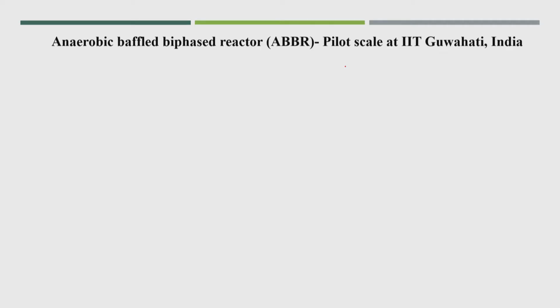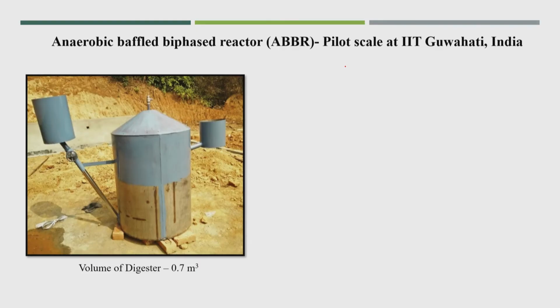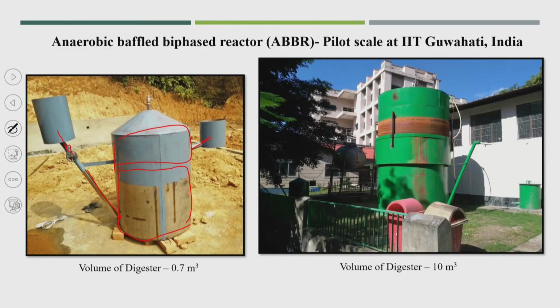They also studied it at pilot scale. This is a 700 liter, or 0.7 meter cube, reactor. Here 500 liter was for the degradation process and the remaining 300 liter was for gas storage. It is a fixed dome reactor, and this is the inlet. The inlet is added from the bottom and the outlet from the top area, so only the slurry will come out, and this is a very big reactor.